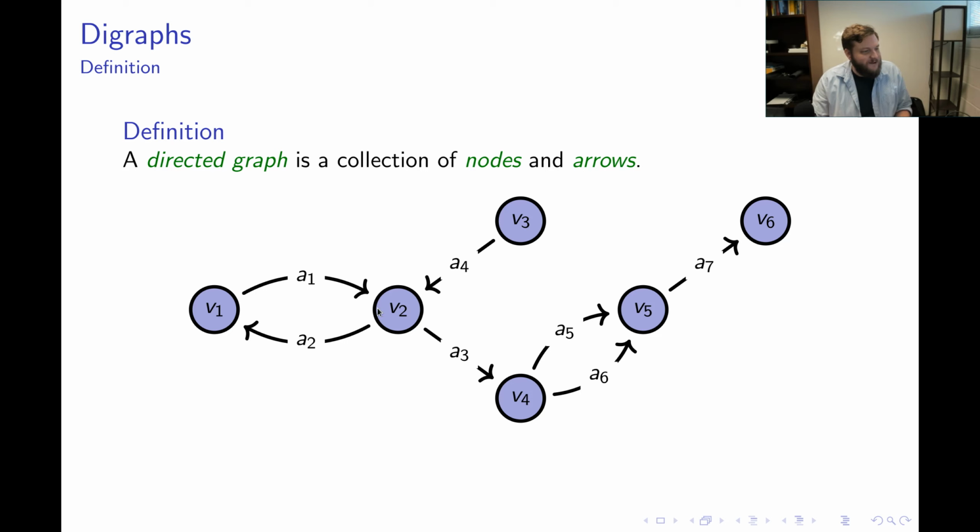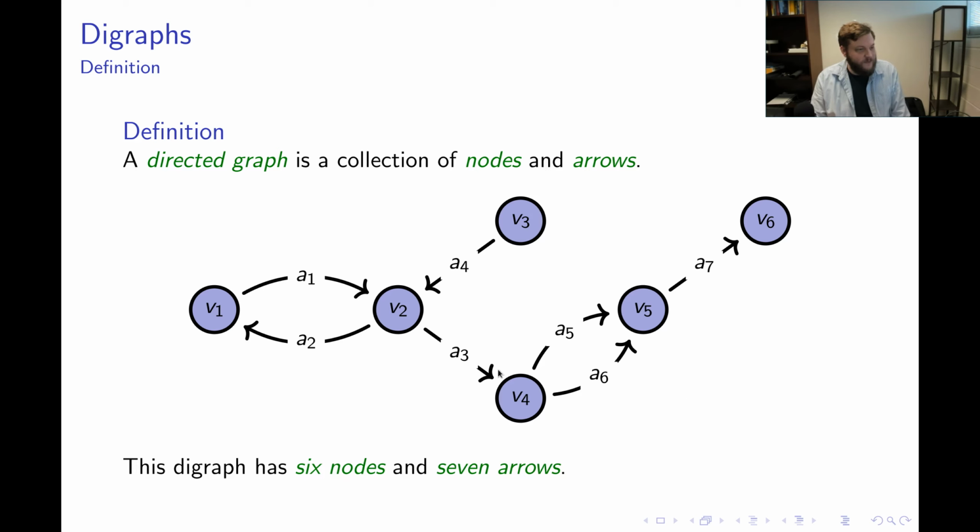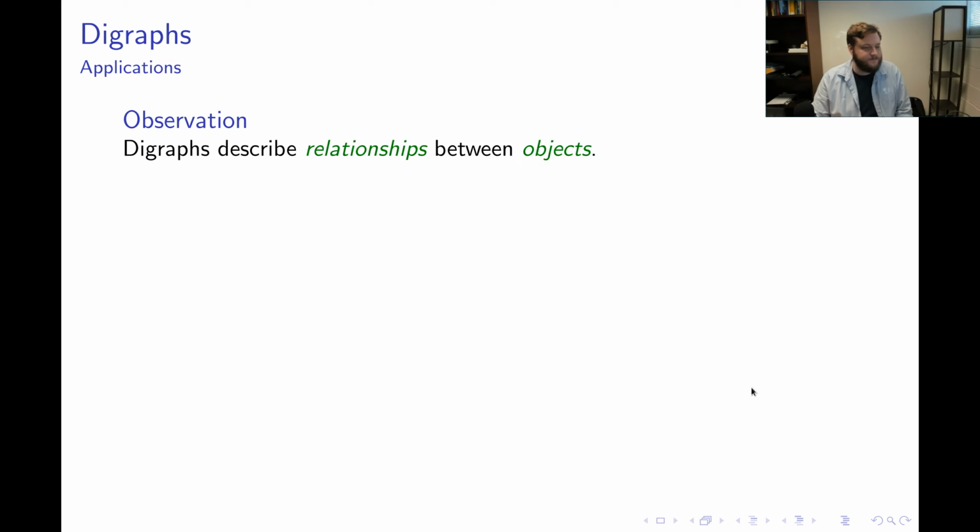You can see here we have a bunch of dots that are labeled with V's. Those are the nodes. And then you'll notice that there are a bunch of arrows pointing between these nodes. These arrows are labeled with A's. Now, for example, this particular digraph has 6 nodes and 7 arrows. Now, why would anyone care about studying a directed graph?